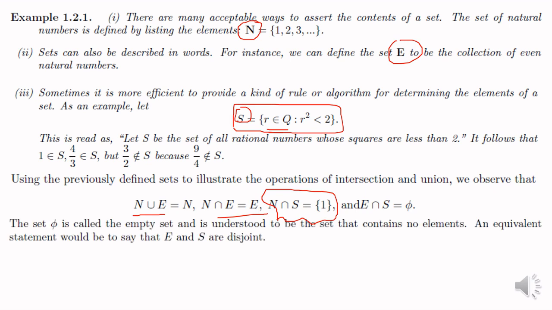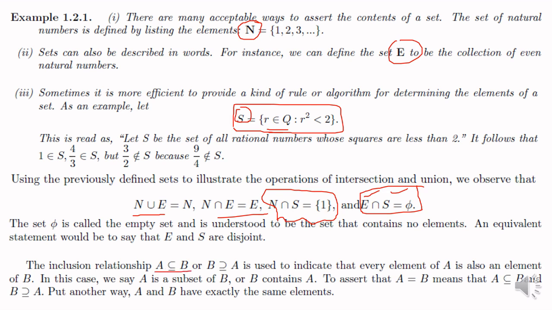Now if the intersection of two sets, as we see here, the intersection of E and S is phi, is a null set, then we say that those two sets are disjoint. So here E and S are disjoint sets.